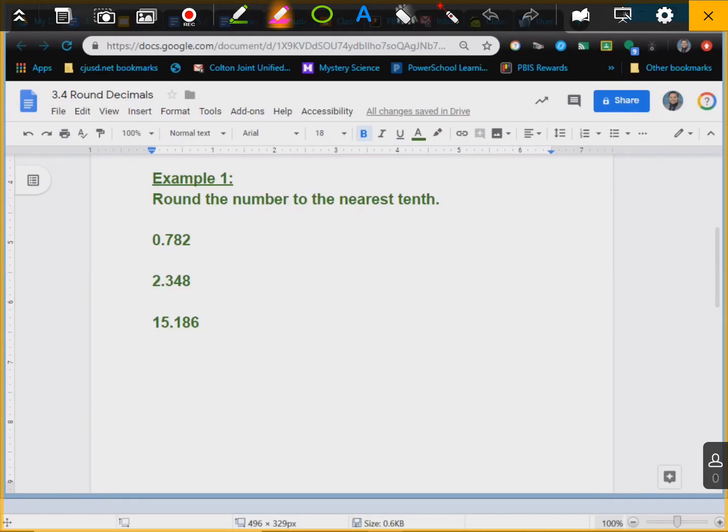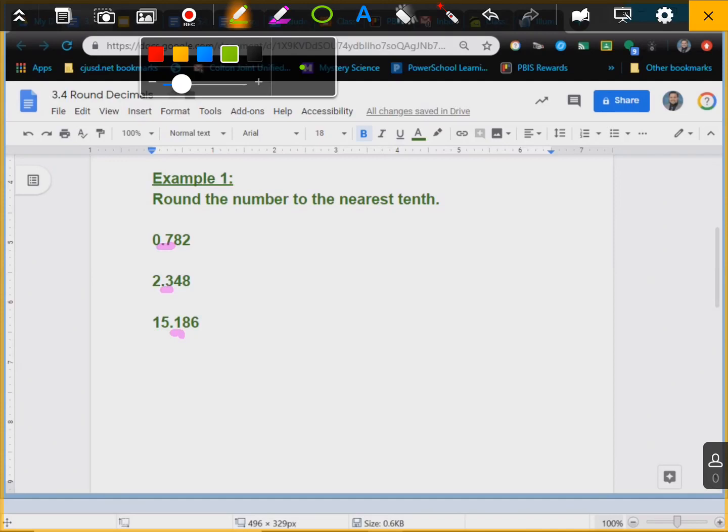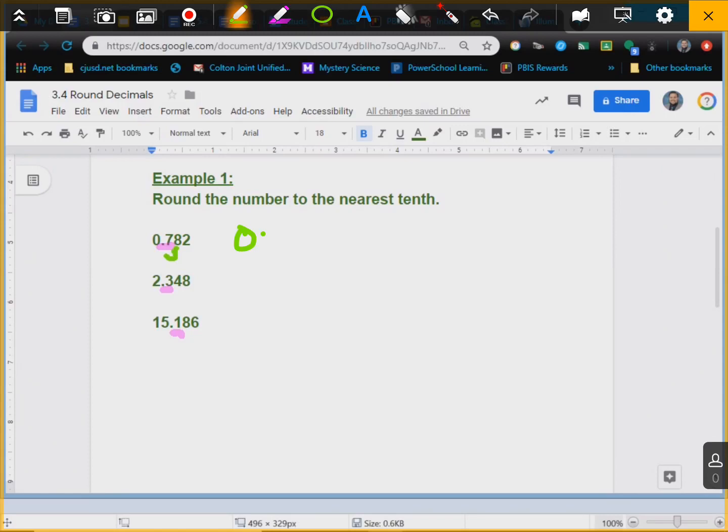Okay, so we have to round the number to the nearest tenth. So we know that this is the number that's going to be rounded, and what we have to do is look at the number to the right. So let's go ahead and do that now. The one to the right of the 7 is 8, and it's telling us that the 7 needs to be rounded up to 0.8. The number to the right of this is 4. That's under 5, so it's telling us that it's going to be 2.3. It's going to stay the same. And this one is an 8 next to the 1. It's telling us to round it up to 15.2. Very simple, right? Okay, let's move on.